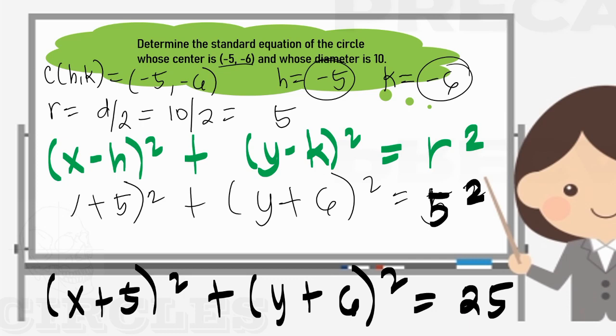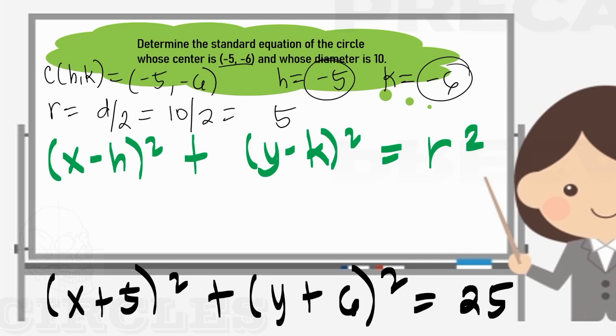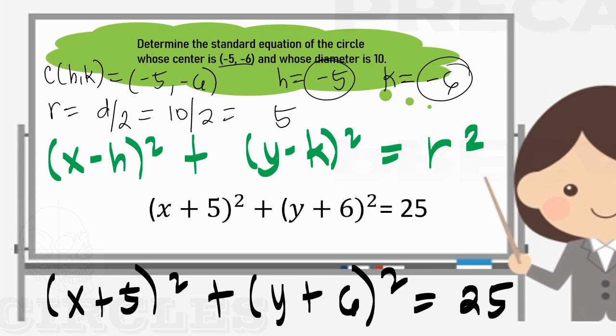So, double check natin kung tama yung sagot natin. Yan, x plus 5 squared plus y plus 6 squared is equal to 25. So, ganyan din ba yung sagot nyo? Okay, very good.